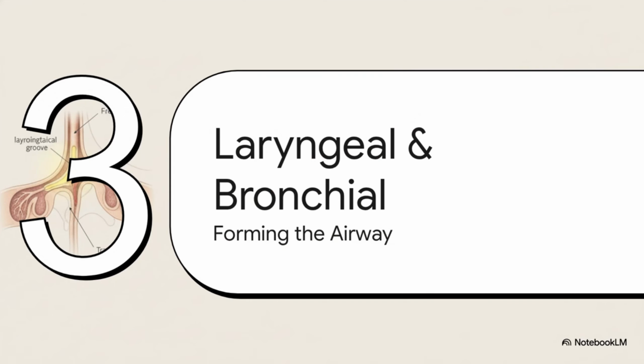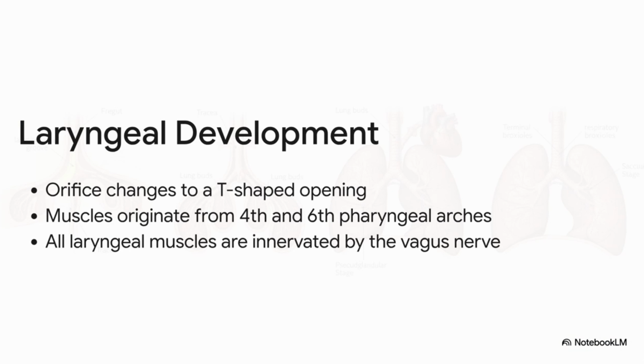All right, shifting gears back to normal development. Here is part 4, laryngeal and bronchial development. Starting all the way at the top, the laryngeal orifice goes through a pretty massive makeover. It morphs from just a simple sagittal slit into a definitive T-shaped opening.